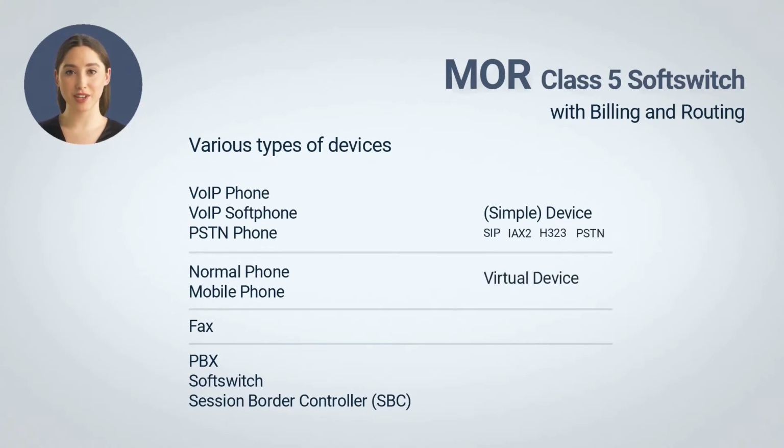Virtual device does not represent a real device, but is used for various dial plan configurations, usually with a DID forwarding. The fax device represents a virtual fax device to receive faxes to the email address as an attachment. A trunk device is used to connect to another server, PBX, or SBC.